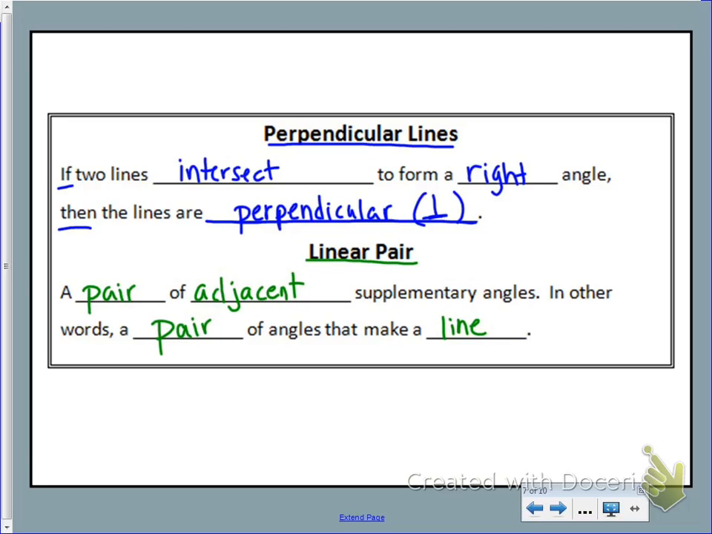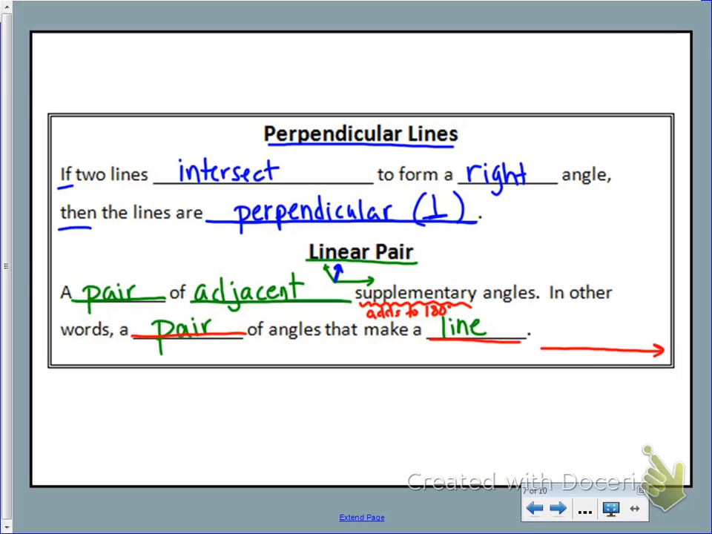Okay, so let's discuss this first. A pair means two. Adjacent means next to or touching. So these two angles are touching because they share the common side length here. So adjacent means those two angles not only share a vertex, but also a common side length. Supplementary means adds to 180 degrees. So two angles that add to 180 degrees precisely. And the way that I remember it is it's simply a pair of angles that make a line.